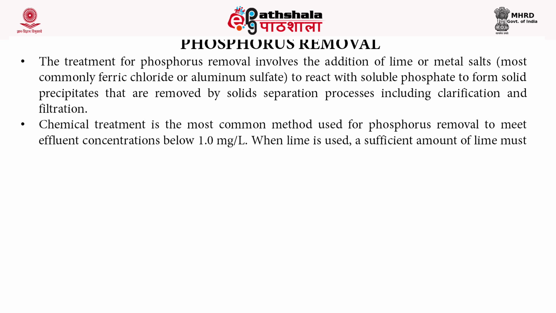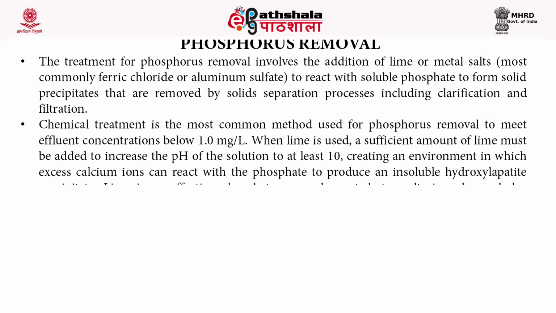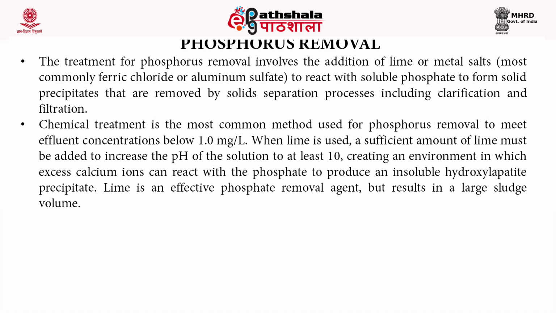The chemical treatment is the most common method used for the removal of phosphorus to a concentration below 1 mg per liter. When lime is used, a sufficient amount of lime must be added to increase the pH of the solution to at least 10, creating an environment in which excess calcium ions can react with the phosphate to form the insoluble precipitate of hydroxyapatite. Lime is an effective phosphate removal agent, but it results in large sludge production.